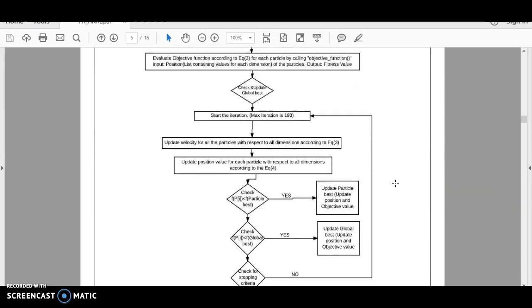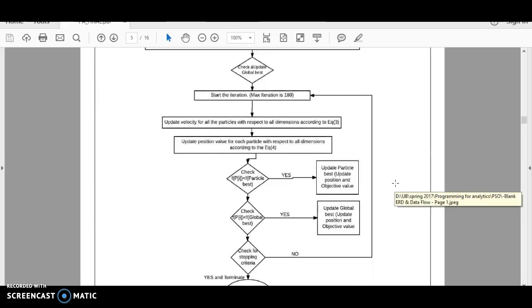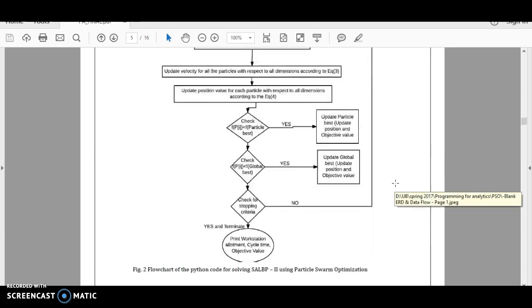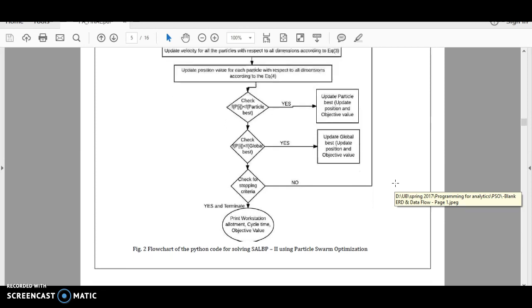Then we are updating the velocities accordingly based on an equation, which updates the velocity based on your personal best and also your global best. The second thing we are checking is whether the objective function of the particle at the ith iteration is less than the particle best. If yes, you are updating the particle's best position. If no, then we are just going on. Then we check for the global best in the second checking, wherein again, if yes, then you are updating the global best value.